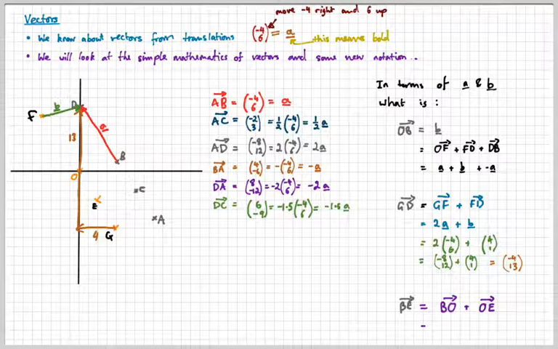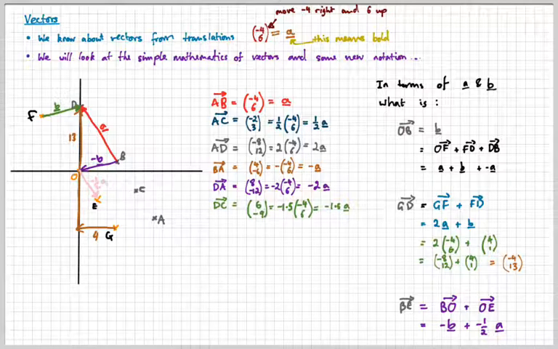So from B to O, well, that's going negative B. And then from O to E, well, it's not A, and it's going in the other direction. It's actually negative a half A. This is a half of A, but it's going in the other direction. So this would be the final answer for this question. And that's a nice little diagrammatic representation of it.